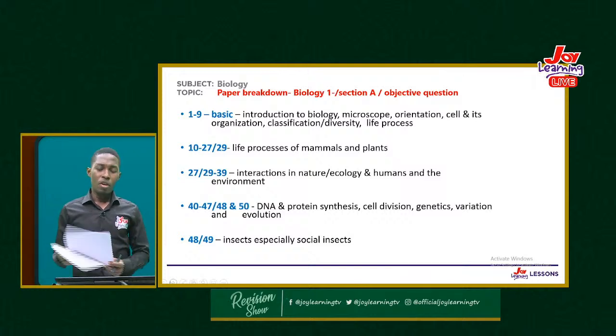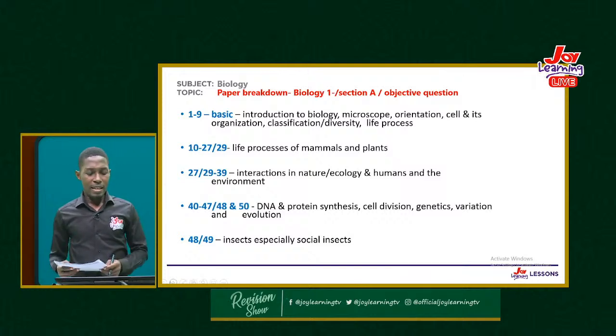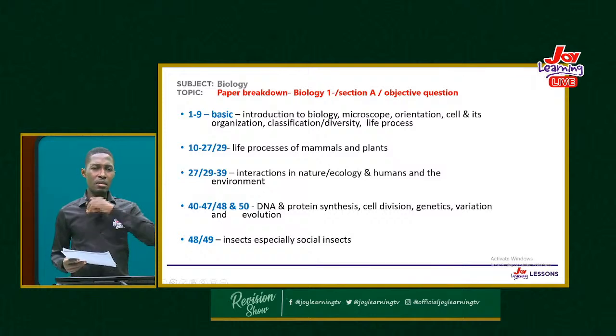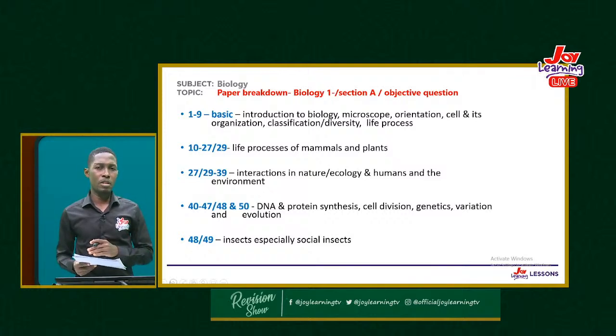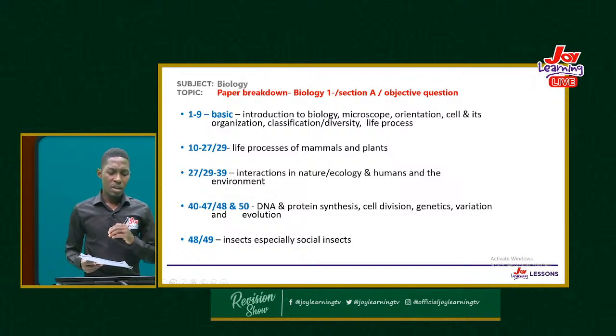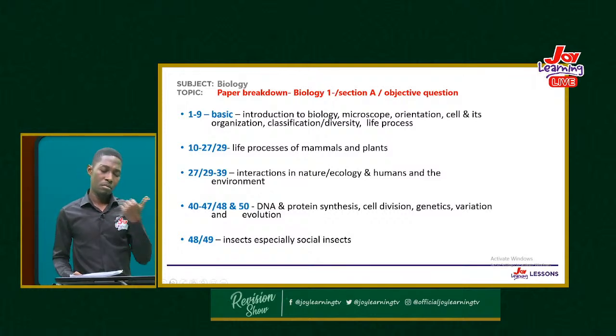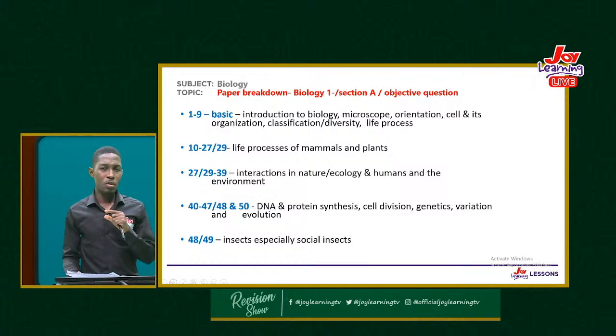So, on your screen, I've highlighted the section A part. It can help you usually know where to go when you're in difficulty in the exams. The first 9 questions is what falls under what we call the basic biology, as I explained earlier. Chapter 1, cell, osmosis, classification, all these ones fall under the basic biology. The first 9 questions.